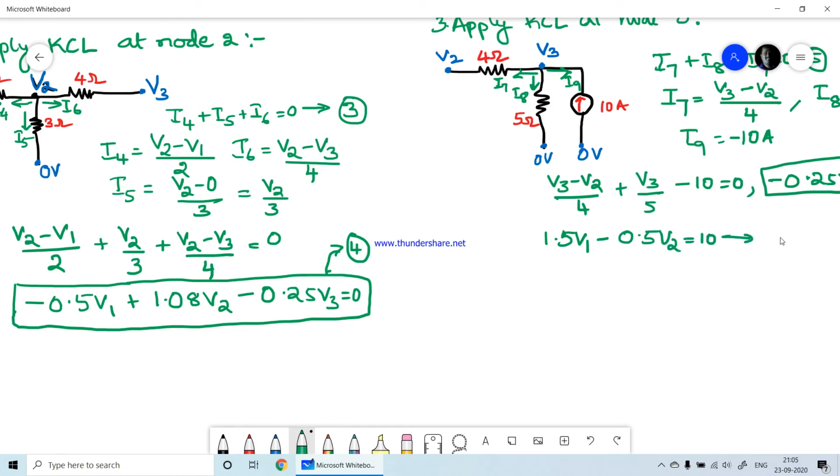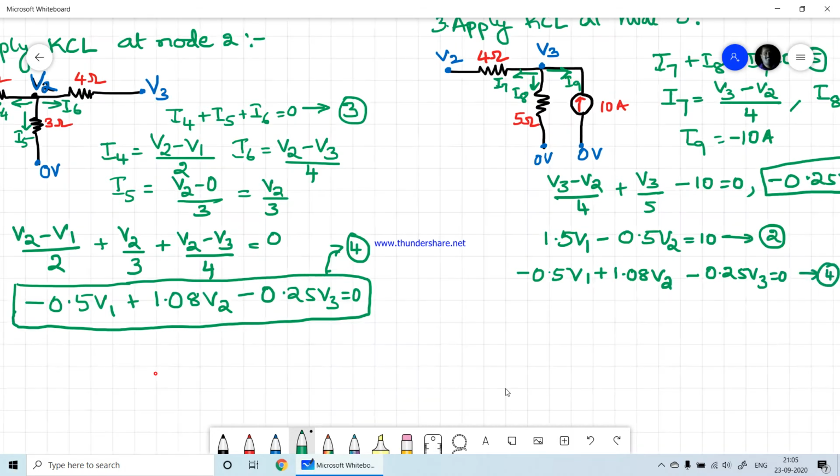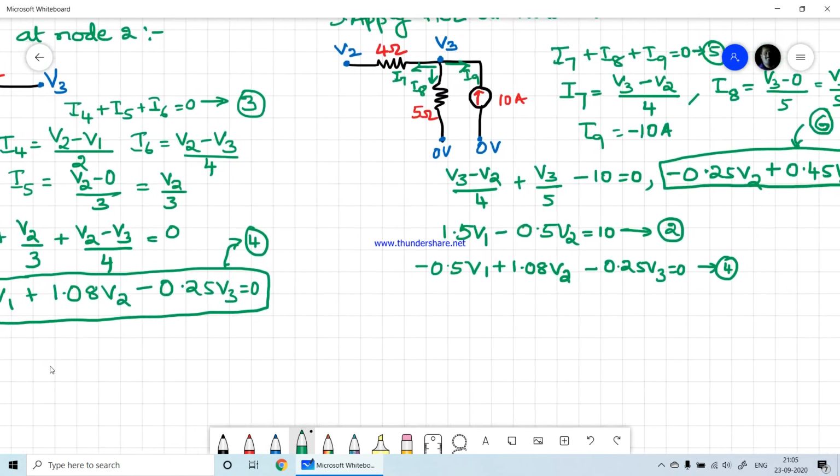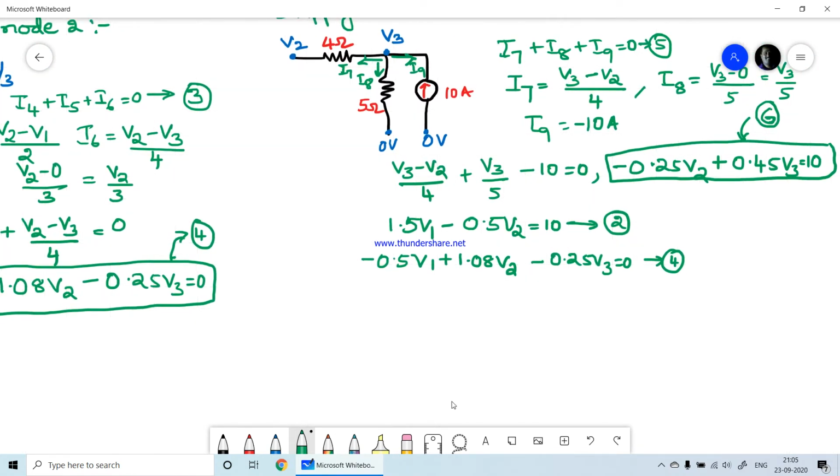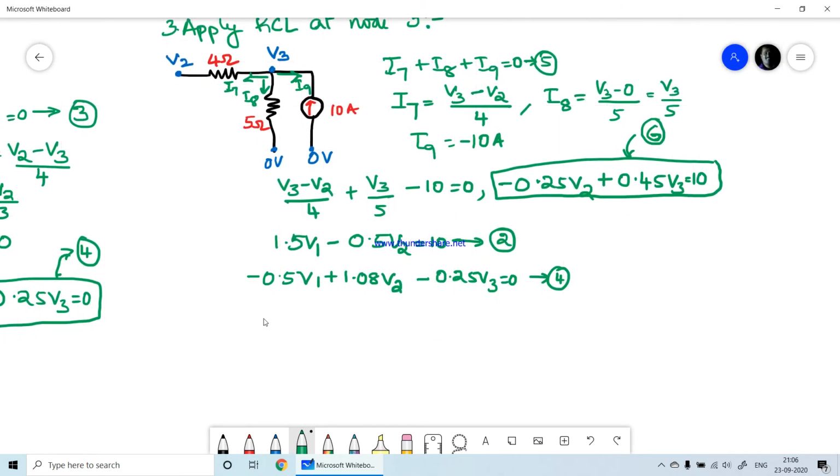So this is equation 2 which we have got. Then we have equation 4, which is minus 0.5 times V1 plus 1.08 V2 minus 0.25 V3 equals 0. This is my fourth equation. And then finally we have got the sixth equation, which is in terms of V2 and V3. So I'll write minus 0.25 times V2 plus 0.45 times V3 equals 0. Now this is the sixth equation.